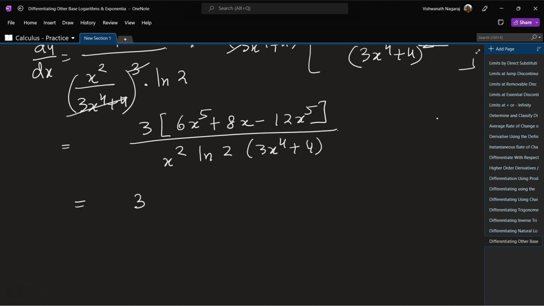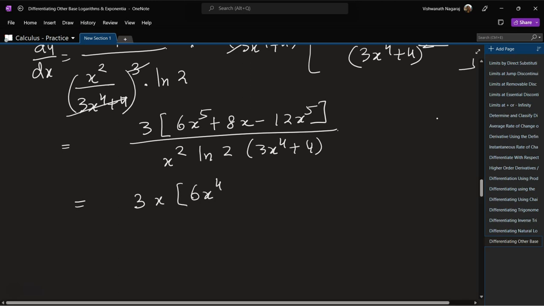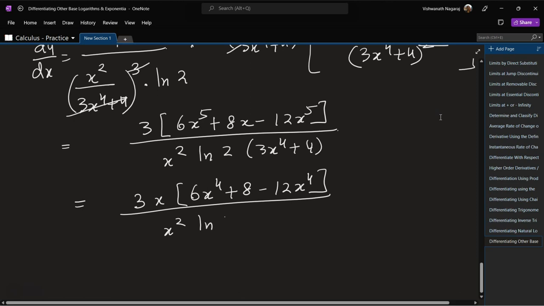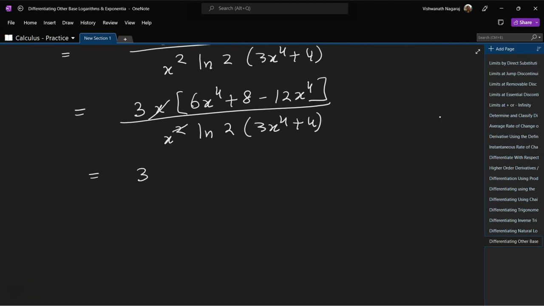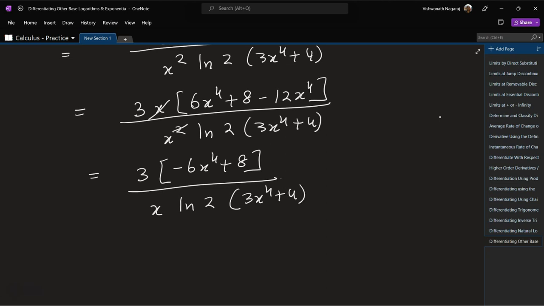Okay, so 3x is common, let's take it out. So 6x^4 plus 8 minus 12, x to the power of 4, over x square natural log of 2 times 3x^4 plus 4. One of this and one of this will get cancelled, and we will have 3 times (6 minus 12) is minus 6x^4 plus 8 by x natural log of 2 times 3x^4 plus 4.